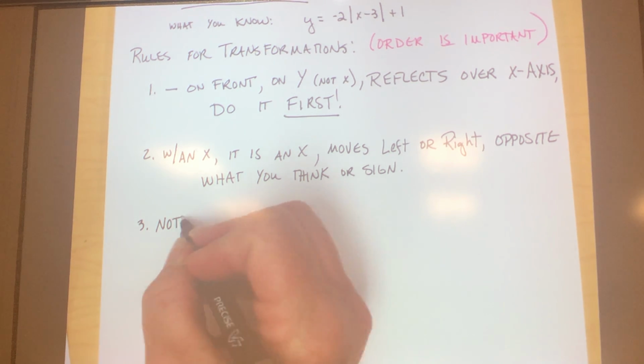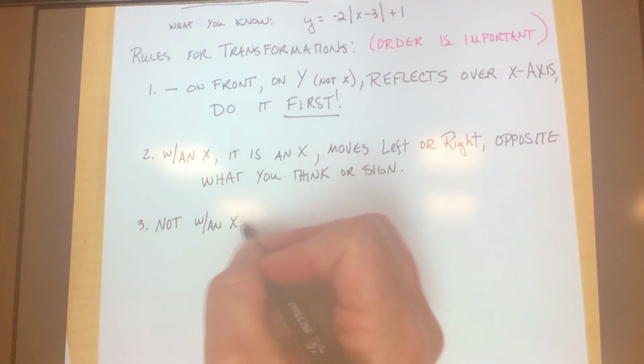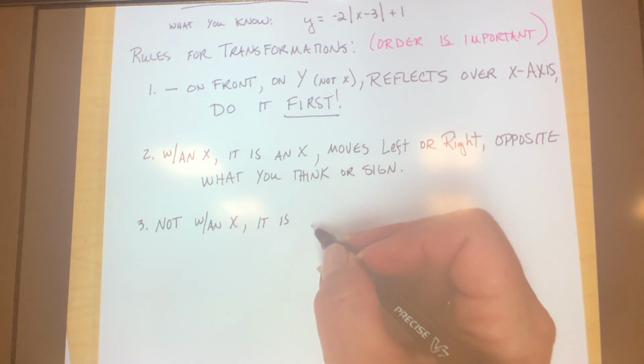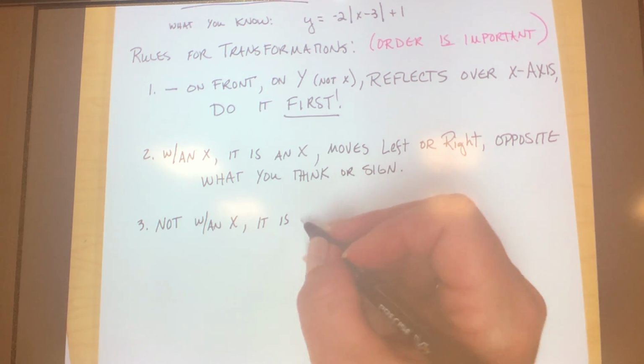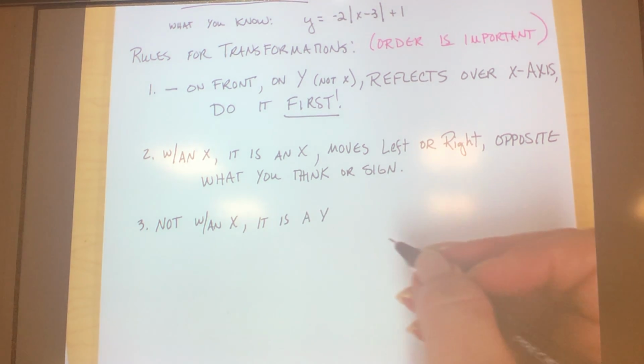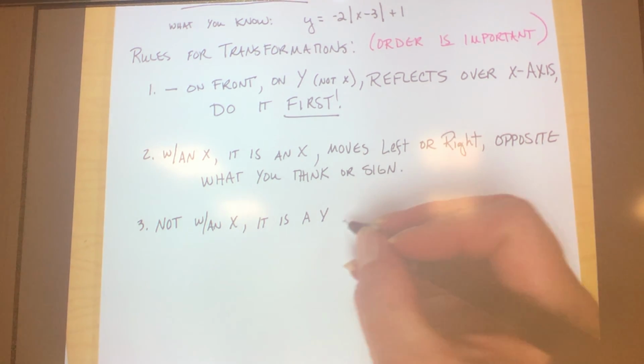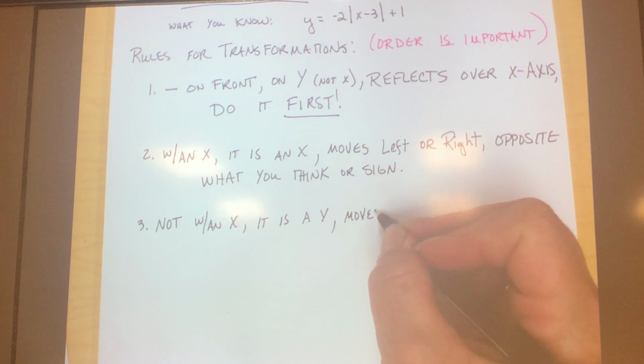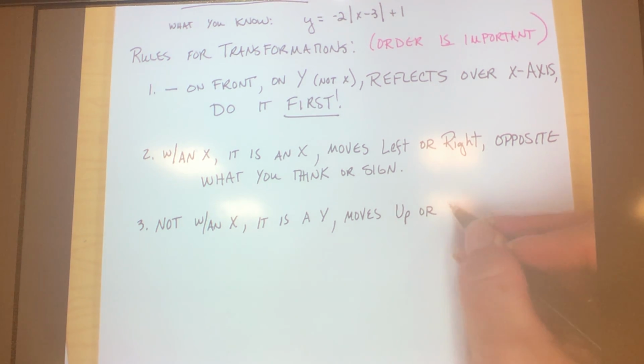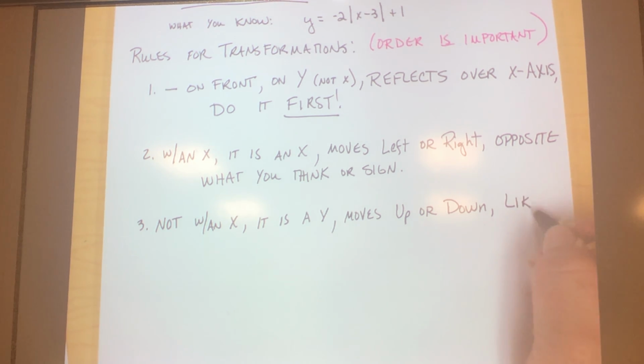What if it's not with an X? It is a what? It's a Y. Okay? If it's not with an X, people, it is a Y. So this is why we don't say that if it's with a Y, it is a Y, because we solve for Y to graph it. Do you understand what I'm saying? So obviously if you solve for Y, nothing's going to be with them. Okay? So if it's not with an X, it's a Y. Where does it move? Up and down. Yeah. He moves up or down. How? As it is. Like you think.